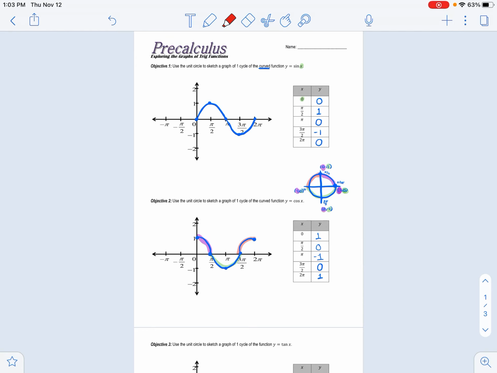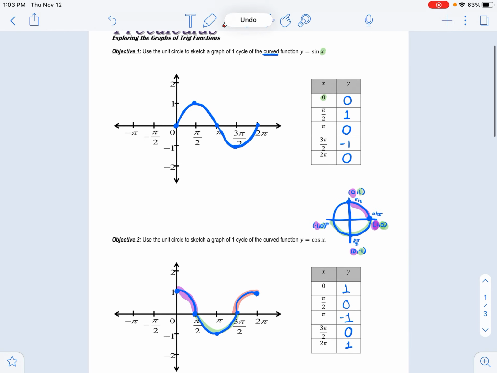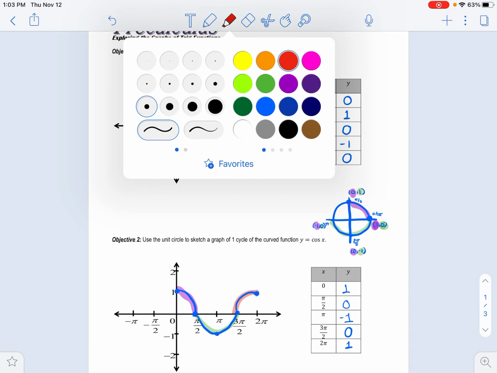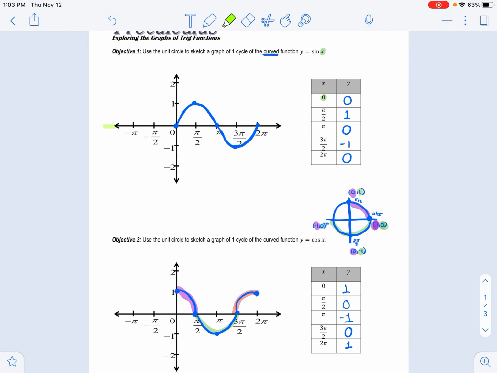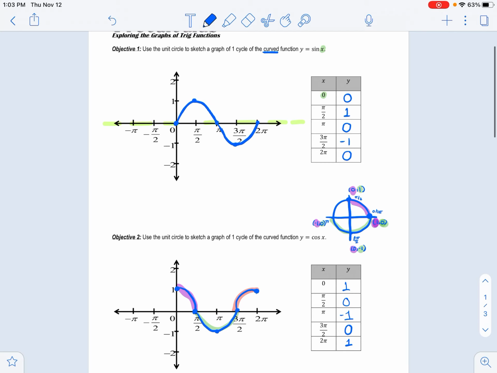So let's summarize sine and cosine real quickly, what they look like. If I were to draw a line directly through the middle of the graph, which is at the line y equals 0, notice where my points lie. For sine, it's on the midline, above the midline, on the midline, below, on the midline. So that's how I remember what the sine function looks like.